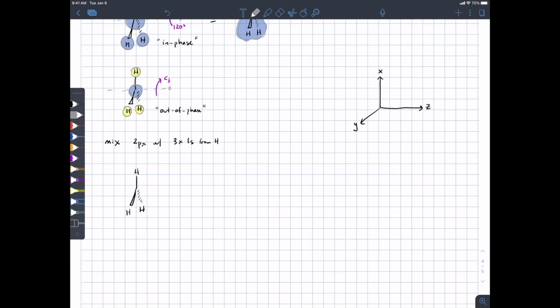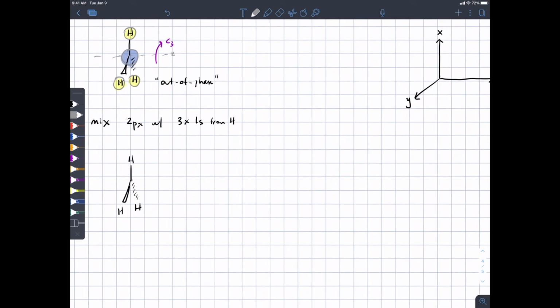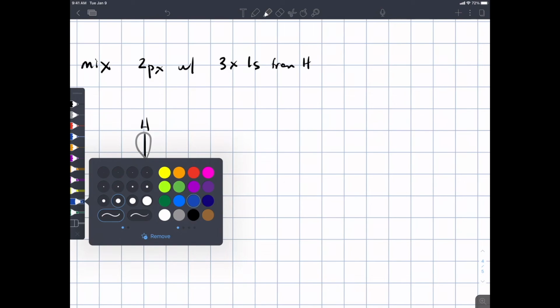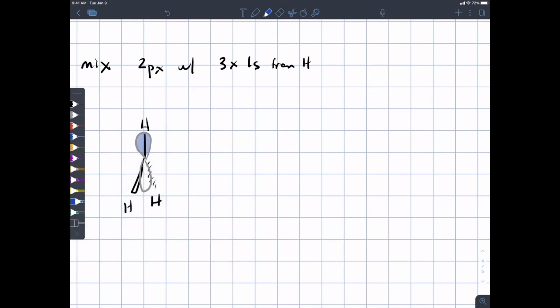The 2px orbital would be aligned along the x-axis, so that would be here. It's sort of hard to draw. I guess what we mean is that this lobe on the bottom bisects the space between the two hydrogens, the one in the front and the one in the back. And of course there's a phase switch as we go from the lobe on the top to the lobe on the bottom, a change in wave function sign. And we can overlap those with the 1s orbitals on hydrogen in a bonding kind of way.